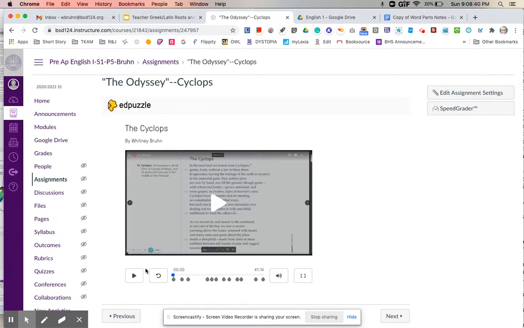And the video is going to play, and every time you see one of these little dots, it's going to stop and either give you more information or ask you a question. You answer the questions. They are multiple choice, most of them, and then you will get a score at the end when you're all finished. You can redo this if you are not happy with your score. You just need to email me and I can reset your progress.